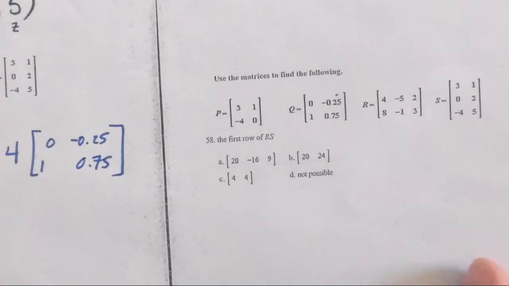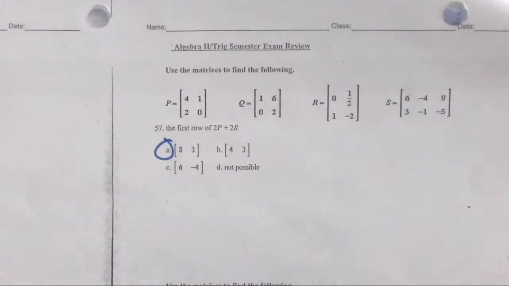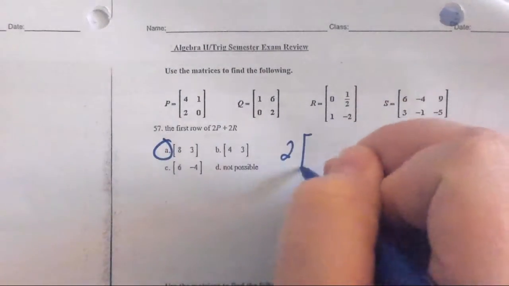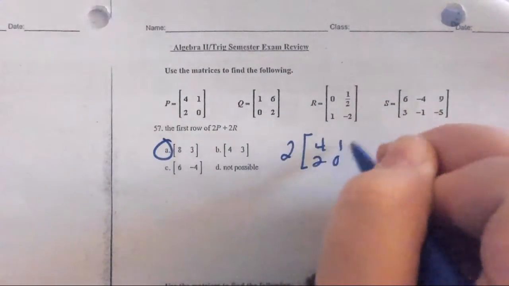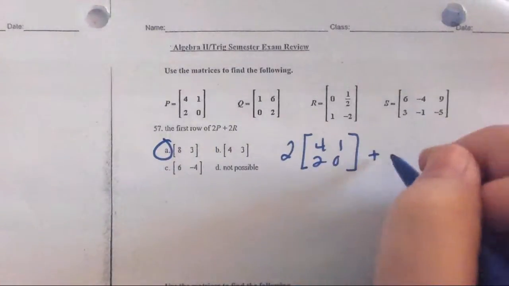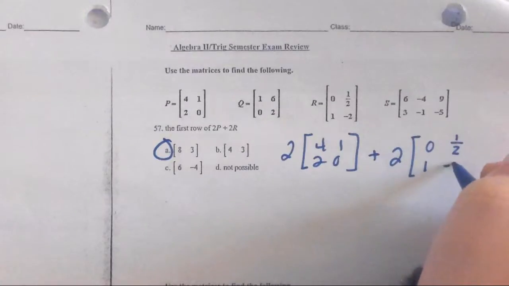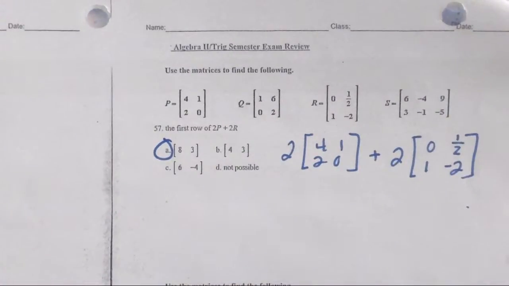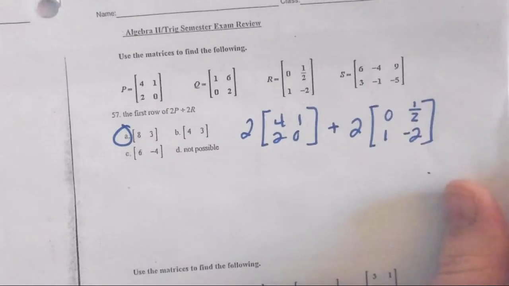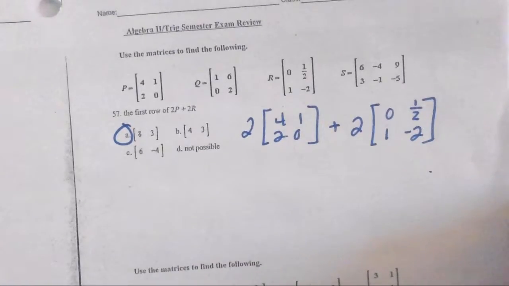57. 57 is A. Same thing, 2P plus 2R. The easiest thing to do would be to put this in my calculator. If you want to work it out by hand, you sure can. 58.